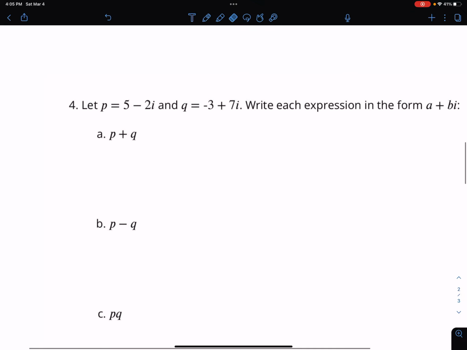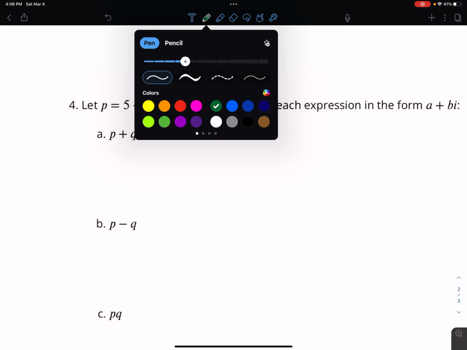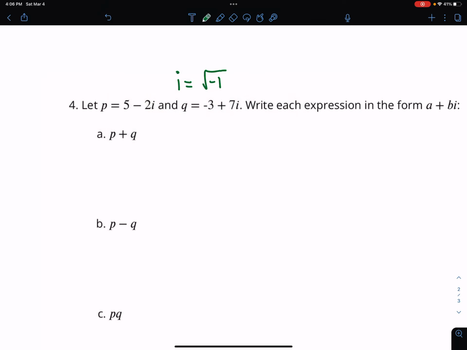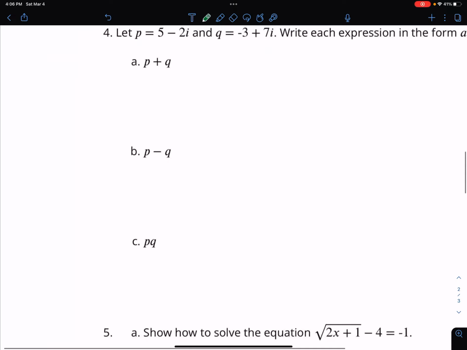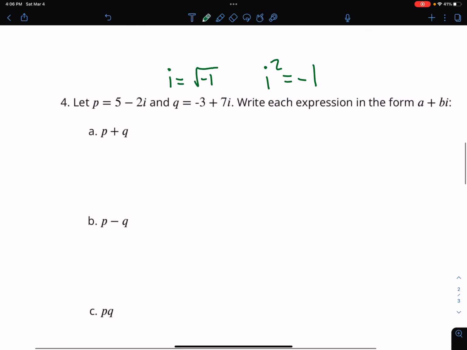So let's write this up here real quick. i equals square root of negative 1. It's this imaginary number we came up with so we could figure out a way to take square roots of negative numbers. And if you raise that to the power of 2, you know what happens if you raise a square root to the power of 2? It just comes out of the radical, and we get just negative 1. So i squared equals negative 1. And that'll come into play down there at C when we multiply P times Q.